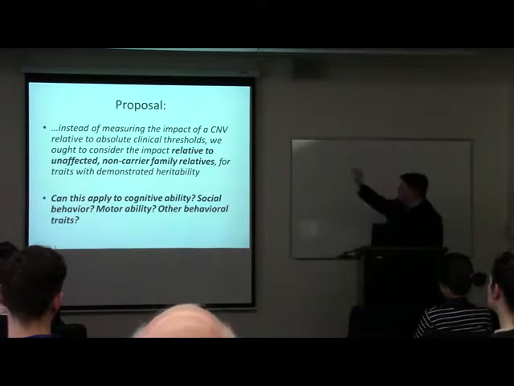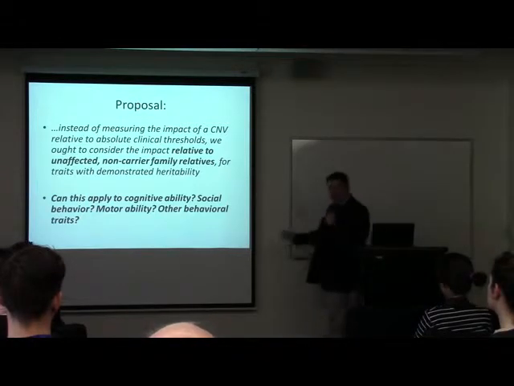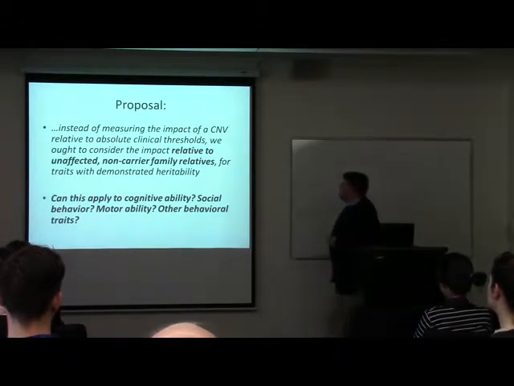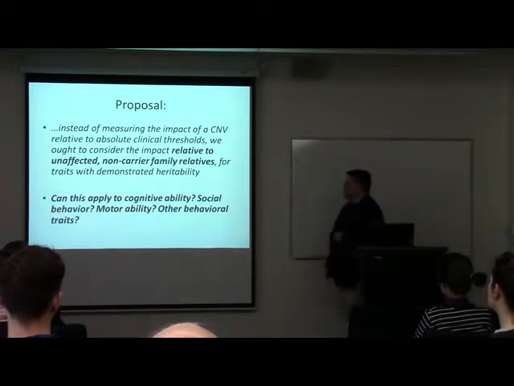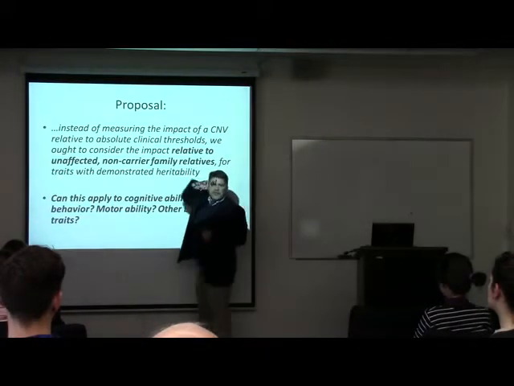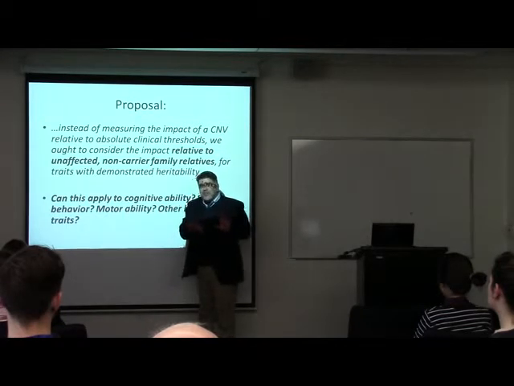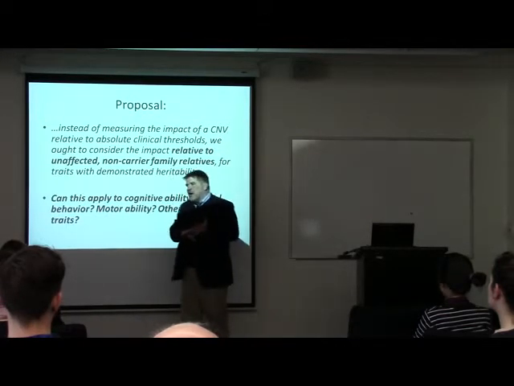Okay, so instead of measuring the impact of V relative, this is sort of stating what I've been stating, to absolute thresholds, we ought to consider relative unaffected family members. In our work, we've said, okay, it's been established in just a couple of studies that this works for height and it works for body mass.